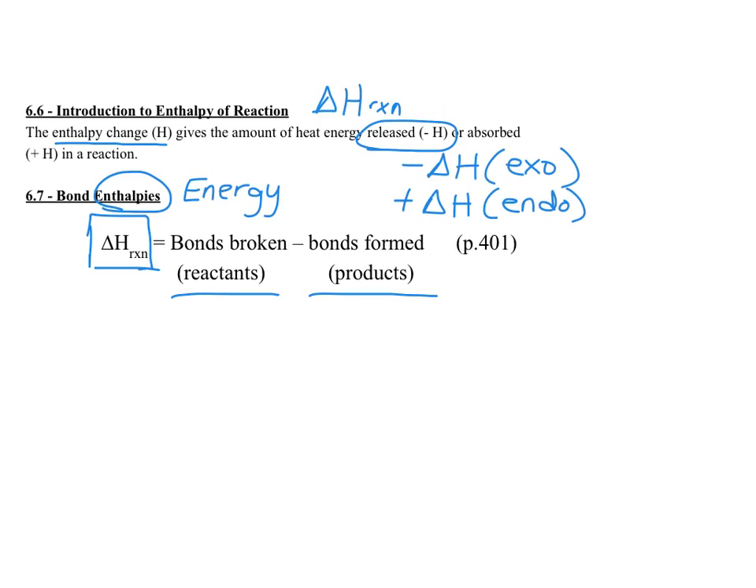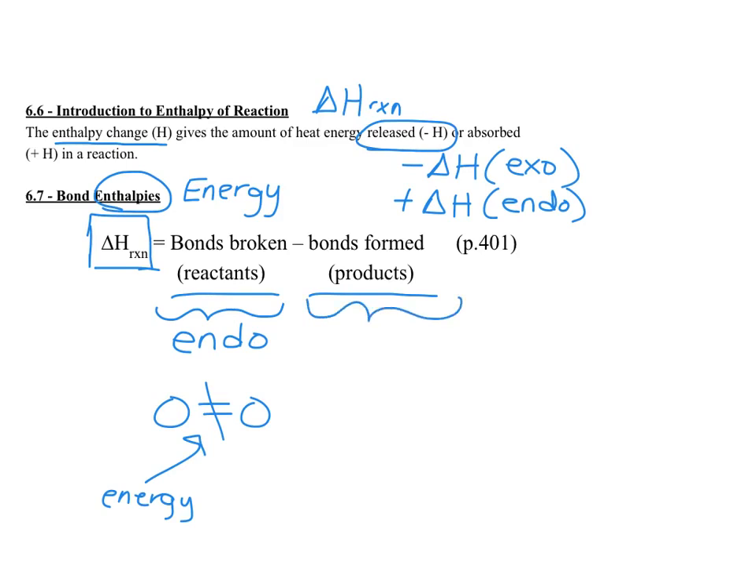Now, when bonds are broken, that's an endothermic process. All the bonds that are broken have to absorb energy in order to break those bonds. So if I have an oxygen-oxygen double bond, I have to input energy in order to break those bonds. And then we're going to subtract the energy that is associated with the bonds that are formed. When bonds are formed, that's an exothermic process where energy is released.